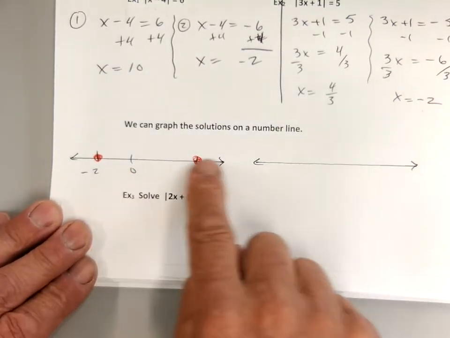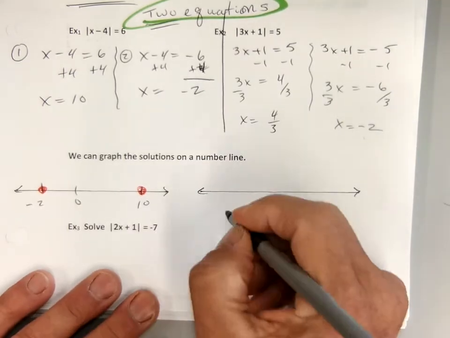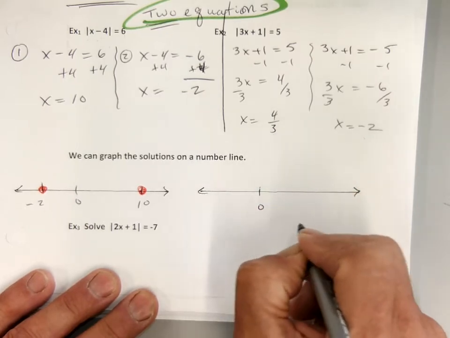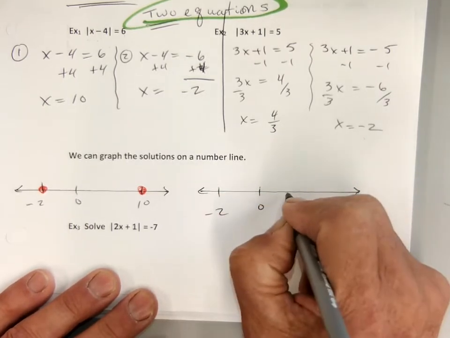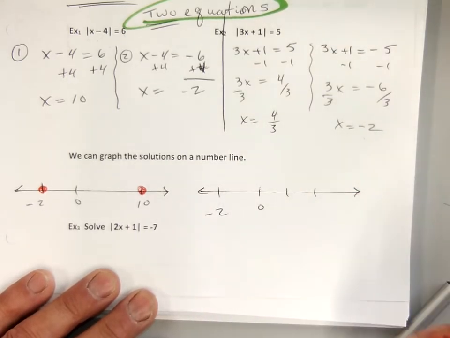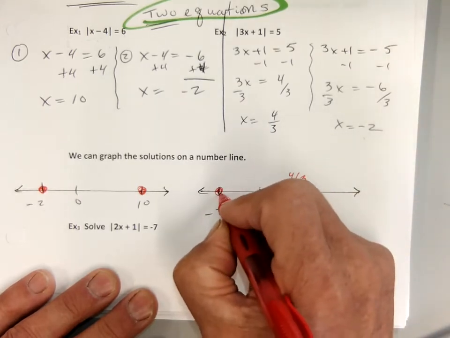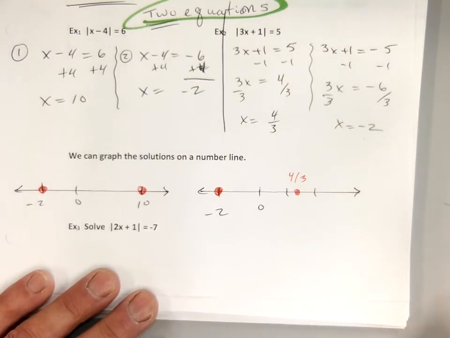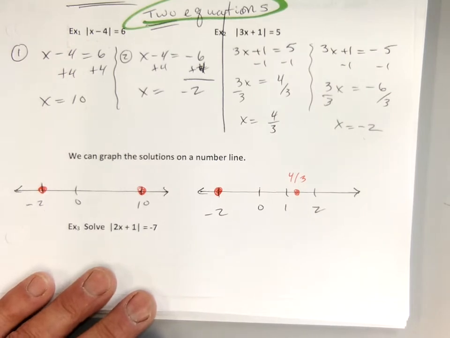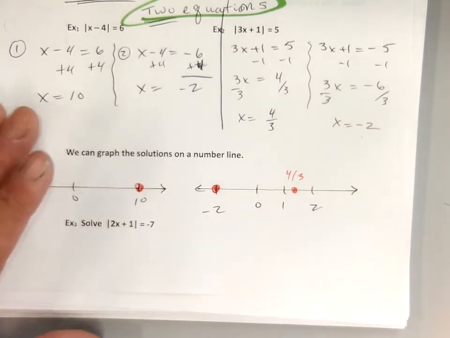Now on graphing this one, I would put my 0. I'll put my negative 2. I'd probably go 1 and 2 here, and I can put my 4/3, which is there, my negative 2 there. Thumbs up. 4/3 is the same thing as 1 and 1/3. That's why I put it right there. Okay, good.